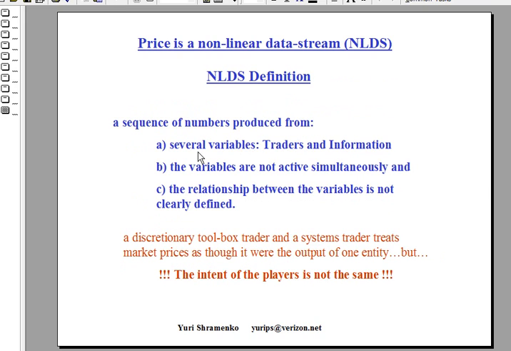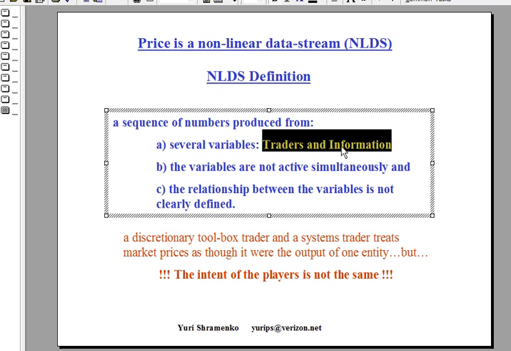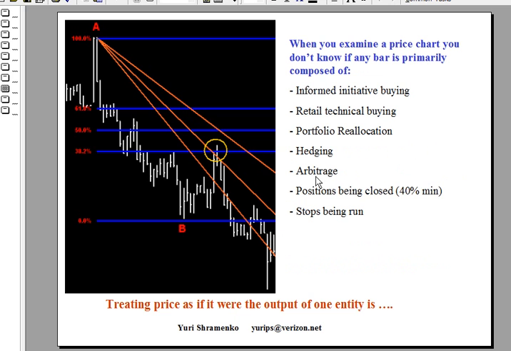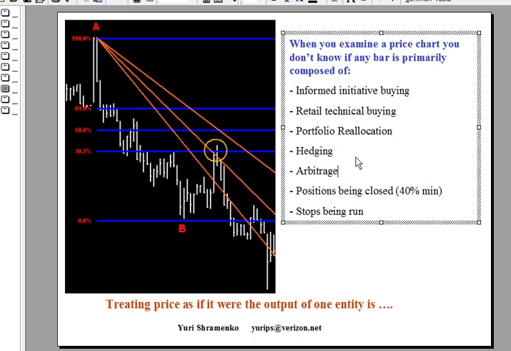A price series is made up of several variables. Traders who have different motives, and I'll explain that, and different information. Variables are not active simultaneously, and the relationship between the variables is not clearly defined. This is very abstract. It needs a little explanation. And I think the best I can do for you right now is to tell you that we make an assumption when we analyze price that it's the output of one entity, whereas in point of fact it's not. There's no such thing as a market. There's different people spread throughout, these days, the world, not just one country, the world, trading crude oil, trading the US stock market, trading our bond market, etc.